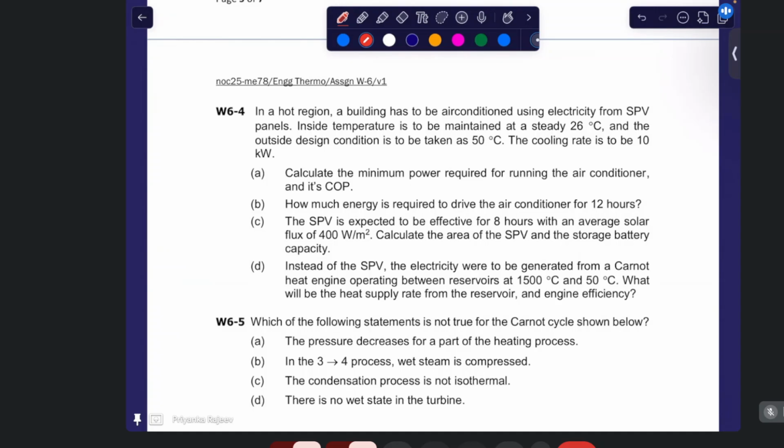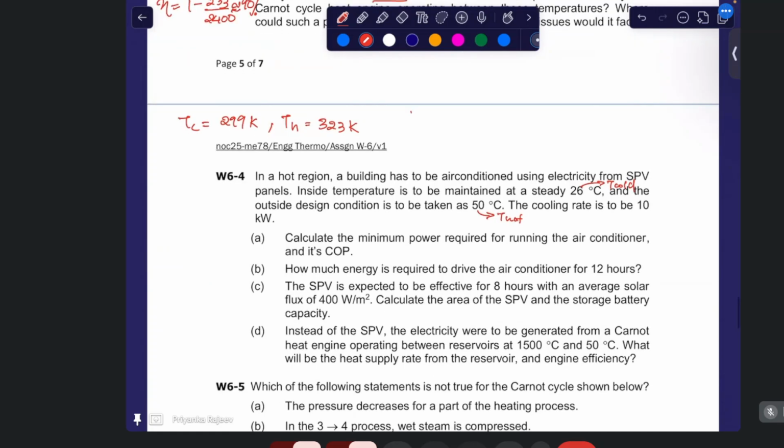So first is minimum power and COP, and they have given T hot and T cold. We have to take it in Kelvin. So T cold is what? T cold is 299 Kelvin and T hot is 323 Kelvin. Okay, that is found. Now COP equals T cold by T hot minus T cold, which is 299 by 24.